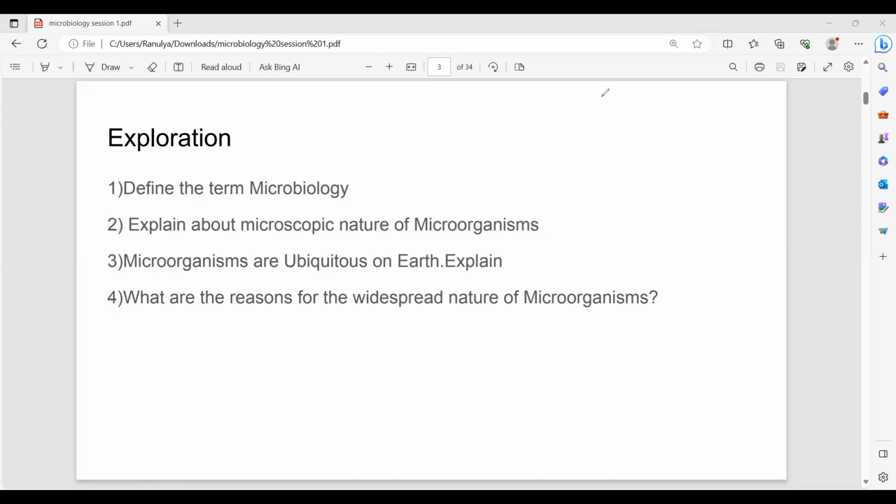Next, they have diverse morphological forms. Morphological forms means they have different shapes. Now, if we take bacteria, we are going to discuss that in the next part, they have different shapes, so it helps them to survive in different habitats.